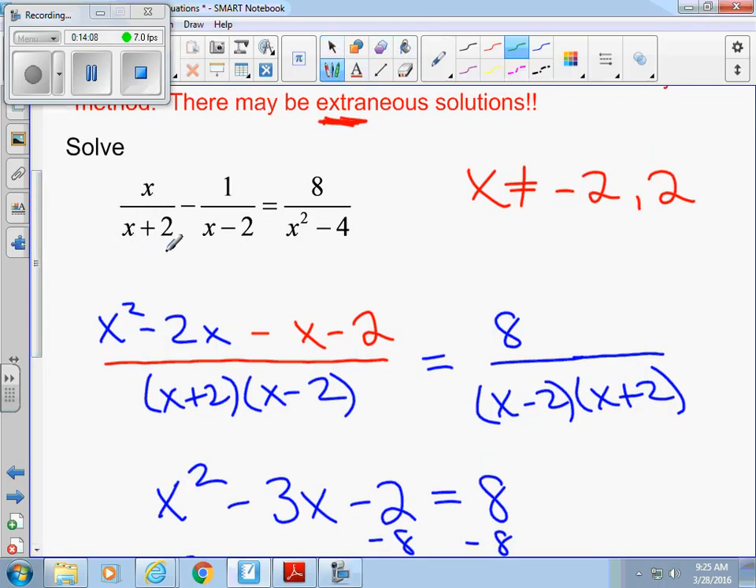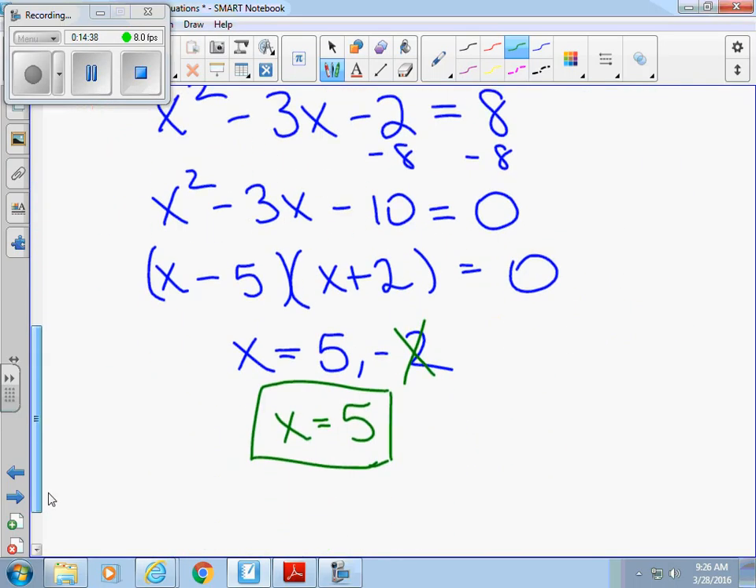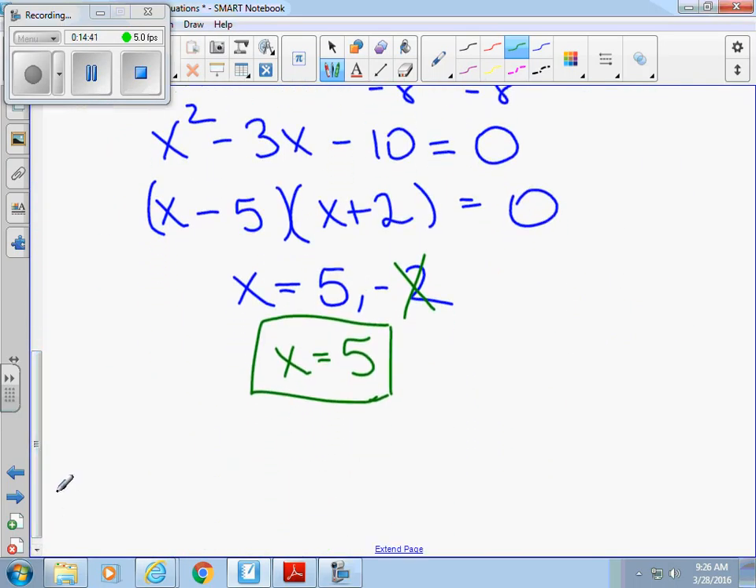And so I would get 5 over 7 minus 1 over 3. And my question is, does that equal 8 over 25 minus 4, which is 21? So check that in your calculator. Someone do that for me. Does everyone see how I got that? Does it work? Okay.